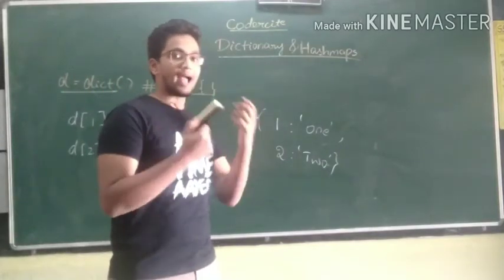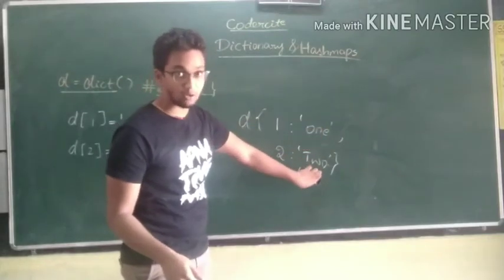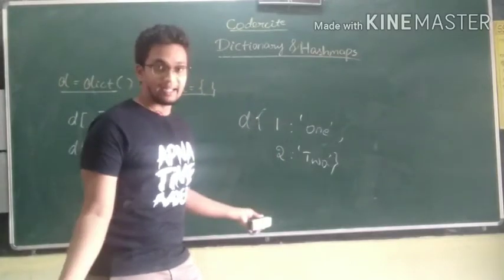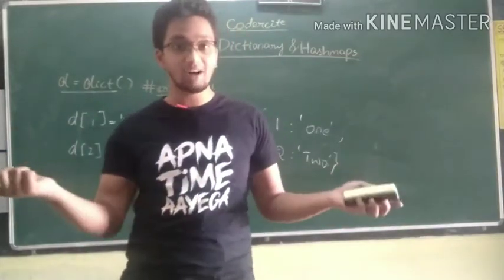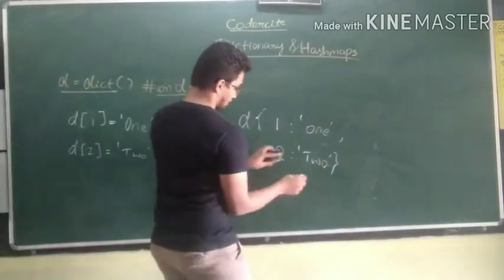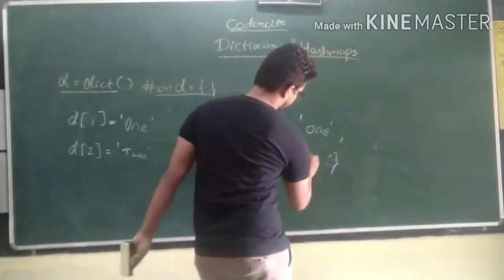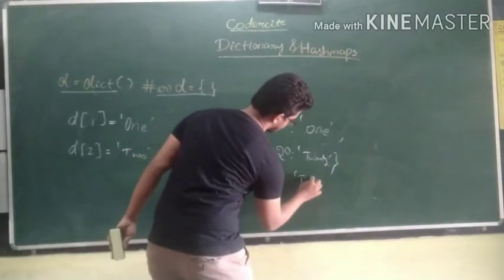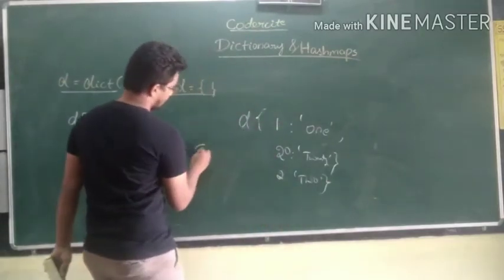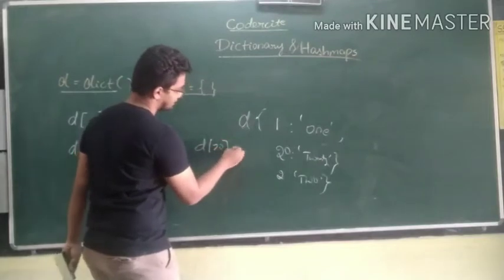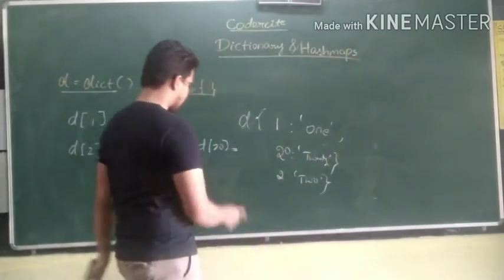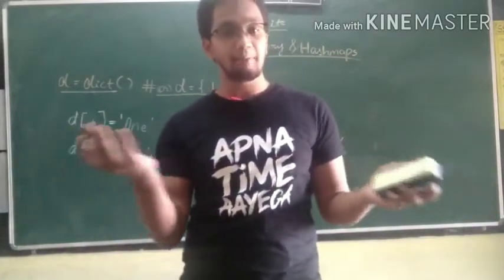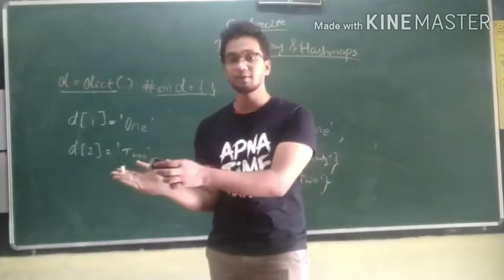So when you want to access O-N-E or T-W-O, you can access it through D of 1 or D of 2. It need not be in the same manner like ascending or descending order. It can be anything, like this can be 20 and this can be 2. If you take D of 20, this outputs T-W-E-N-T-Y, and if you take D of 2, this will output T-W-O. That's what a dictionary is. It will just map a key to its value in the memory.